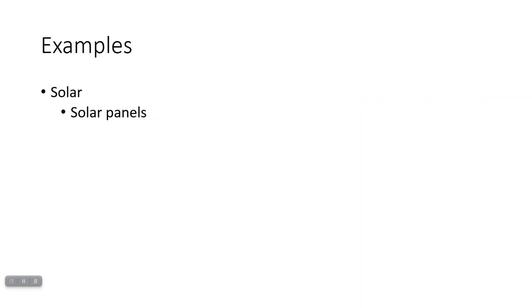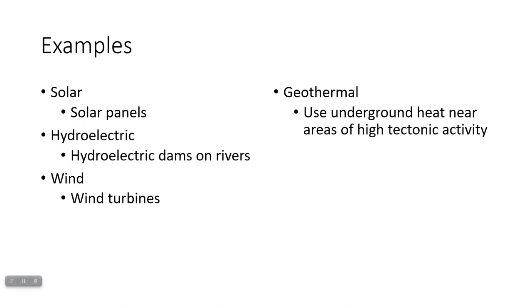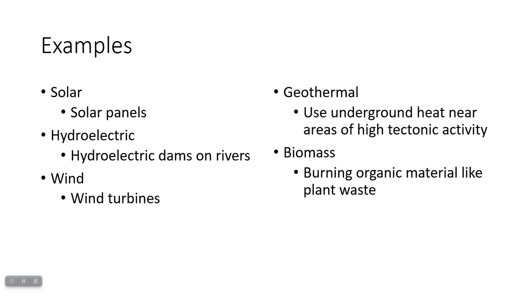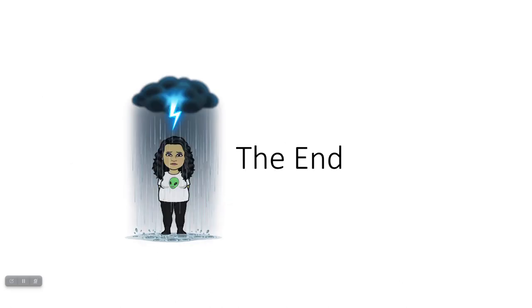So, some examples of this are solar power. Big example of solar power is solar panels, hydroelectric power, which uses hydroelectric dams on rivers, wind power, which uses wind turbines, geothermal energy, which uses an underground heat source near areas where there's a lot of tectonic or volcanic activity to produce power, biomass, which is usually burning organic material like plant waste or even wood. And hydrogen fuel cells, which use hydrogen gas and oxygen gas to produce energy. We're going to talk about each of these in more detail in future sets of notes. So that is that, and on to the next set.